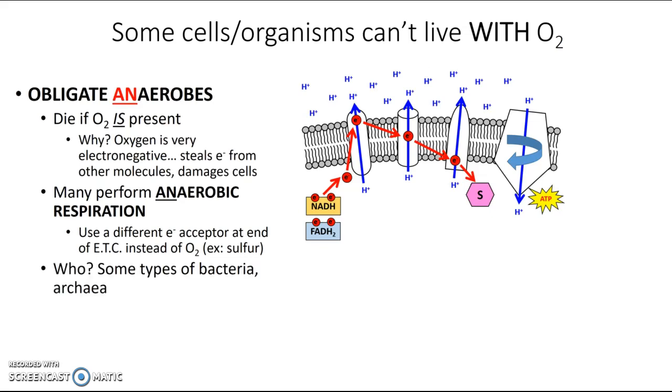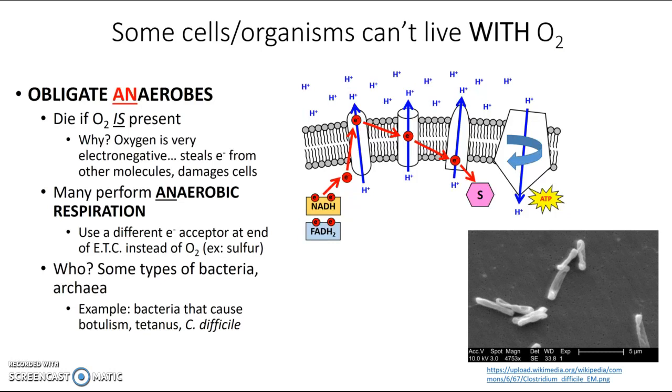So who does this? Well, there are a few types of bacteria, a few types of archaea that do this. One example would be the bacteria that cause some serious infections such as botulism, tetanus, or a really horrible intestinal infection known as C. diff. And here's a nice electron microscope image of some of those bacteria. So these bacteria would perform this anaerobic respiration process.